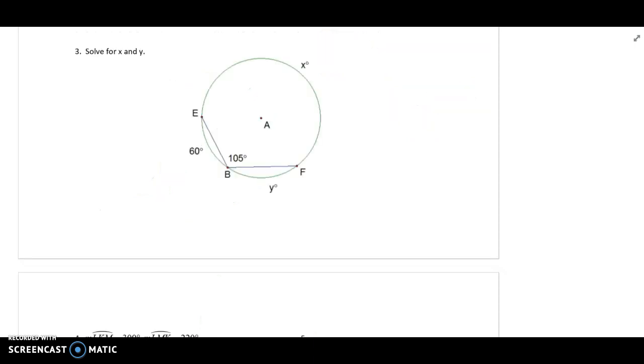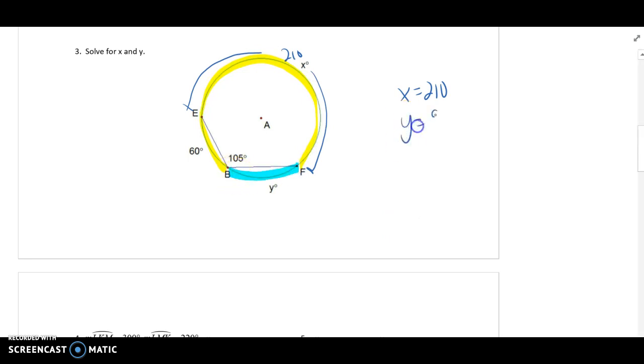We're trying to solve for x and y. 105 degrees is an inscribed angle, which means that its corresponding arc angle is twice as big, so x has to be equal to 210. And then going all the way around the circle, 60 plus 210 is 270, which means that if we take 360 minus the 270, we have 90 left over for y.